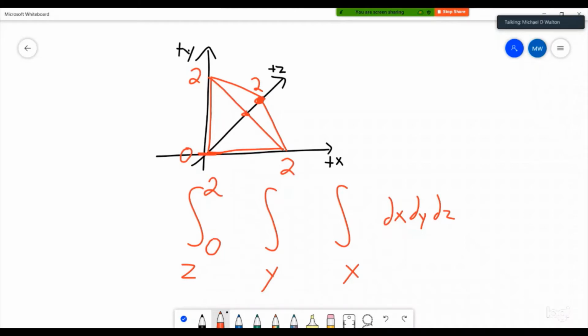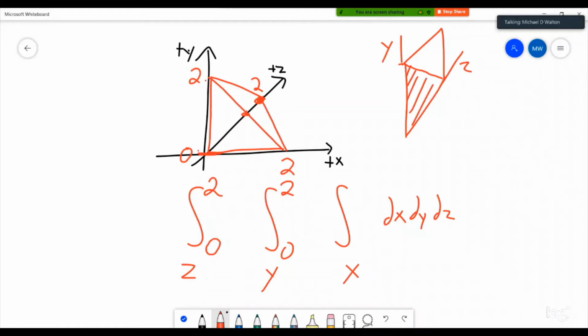The next thing is we might want to figure out what y goes between. Well, we might be tempted to say it just goes from 0 to 2 again. But if we did that, it would give us this box shape in our z-y axis plane. We would get a box, but we don't want that entire box. We just want this part of the triangle section.